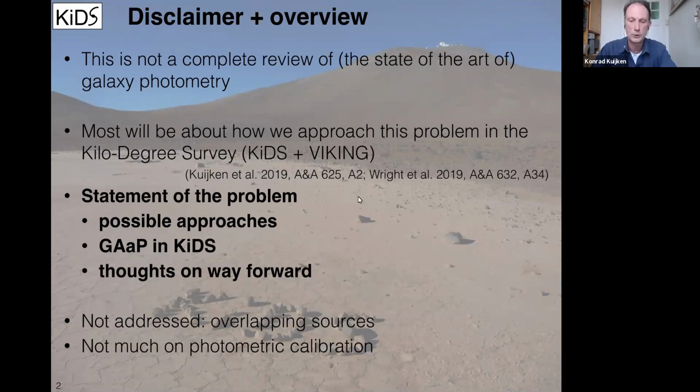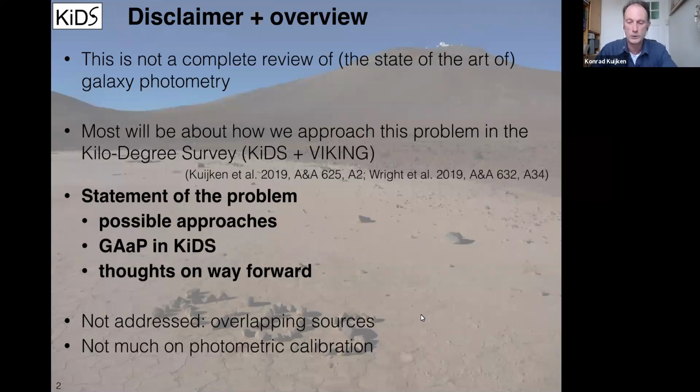So what I'll try to do in the half hour that I have is a statement of the problem of galaxy photometry. What is it we're actually trying to measure, and then possible approaches that have been taken, kind of abstract, and then I'll dive into how we're actually in practice doing things for KiDS, and end with some things about how we might improve things further.